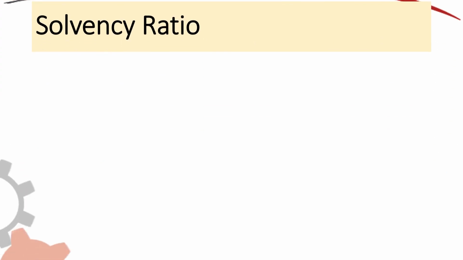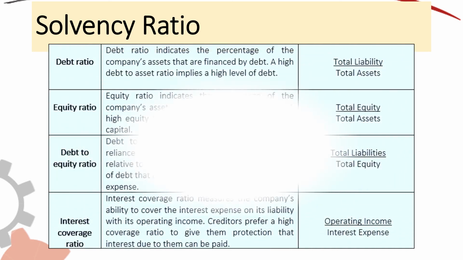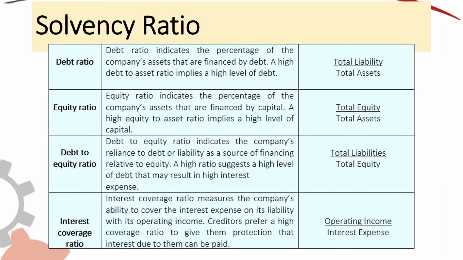We have 4 solvency ratios. These are the debt ratio, equity ratio, debt to equity ratio, and the interest coverage ratio. For the first one, we have the debt ratio, which indicates the percentage of the company's assets that are financed by debt. A high debt to asset ratio implies a high level of debt. So it is computed through total liabilities over total assets.